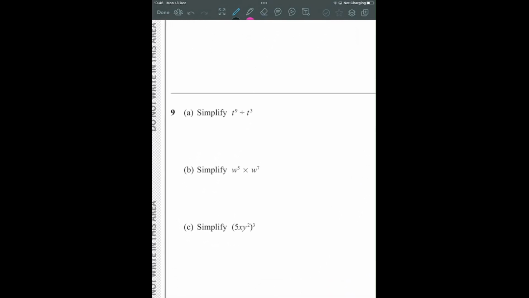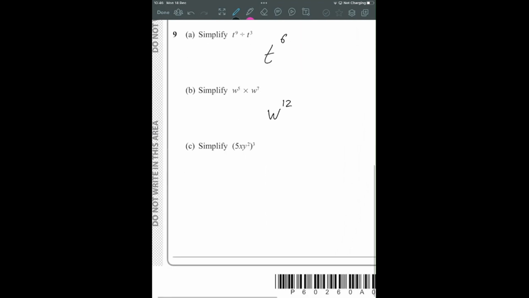Question 9 is some indices work. Do you remember the laws? Dividing, subtract the powers. Multiplying, add the powers. A power of a power, we multiply the powers. If I said multiply for the one above, I do apologise.